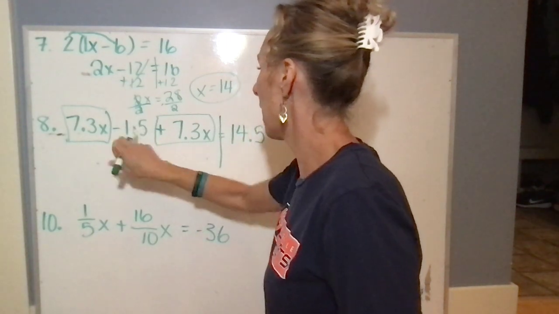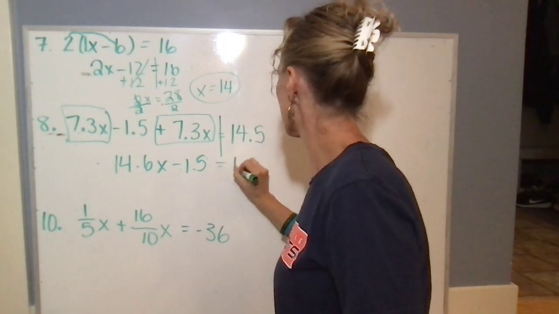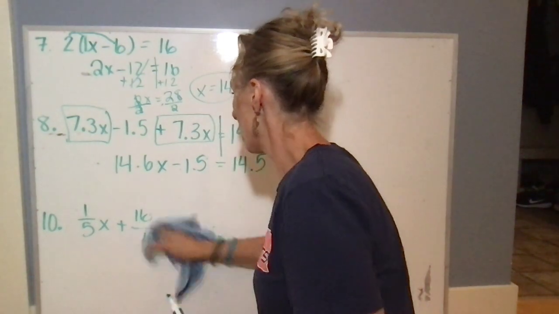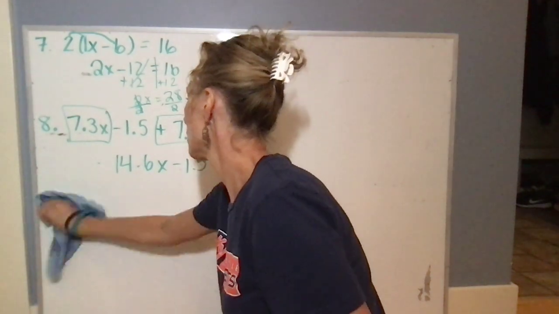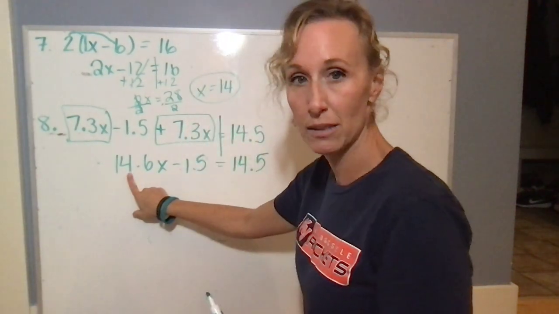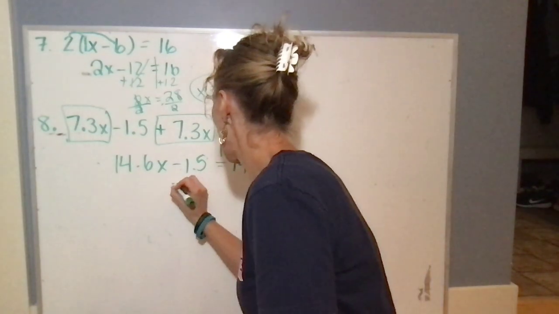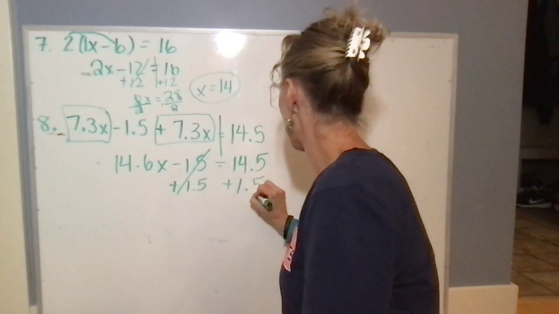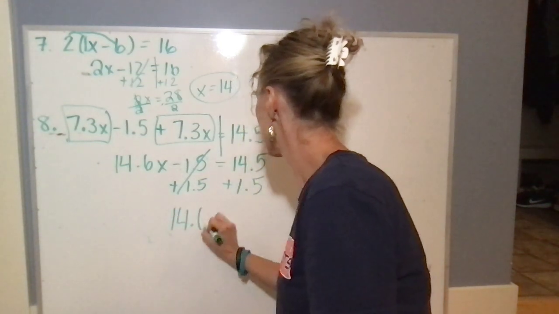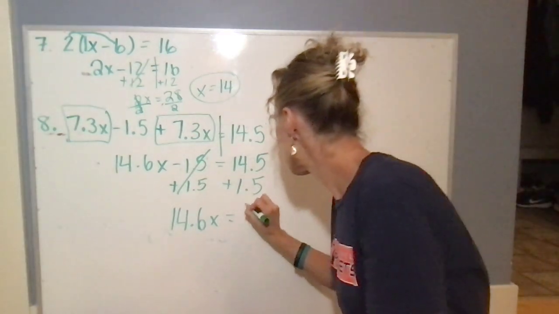Bring down, now this is minus 1.5 equals still 14.5. All right, let's go about undoing what we have there so that we can finish the problem. So x is next to the 14.6, so that's going to be last. The first thing we're going to undo is the subtract 1.5. So we're going to add it to undo it, and we're going to add it over here. So 14.6x equals, well, 14.5 plus 1.5 should give you 16.